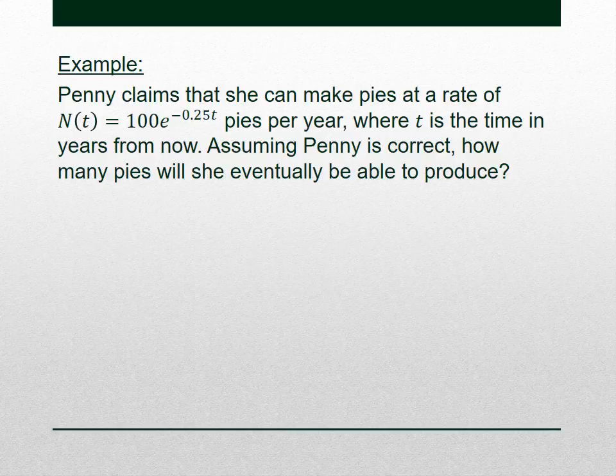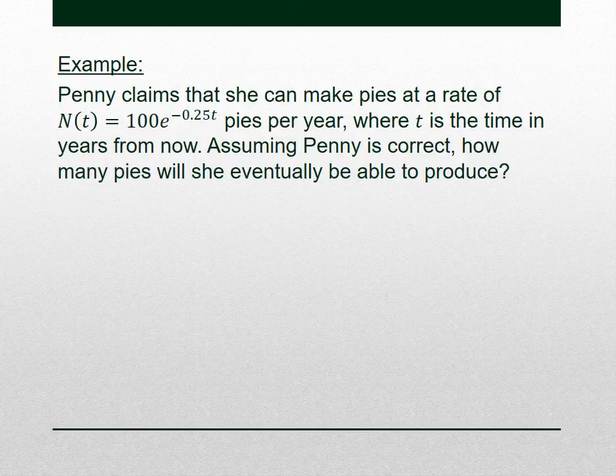Last example for 5.5. It's a word problem. It says Penny claims that she can make pies at a rate of n of t equals 100 e to the minus 0.5 t pies per year. All right, so this is the rate. It's going to spit out, when you put in t equals whatever year, right?